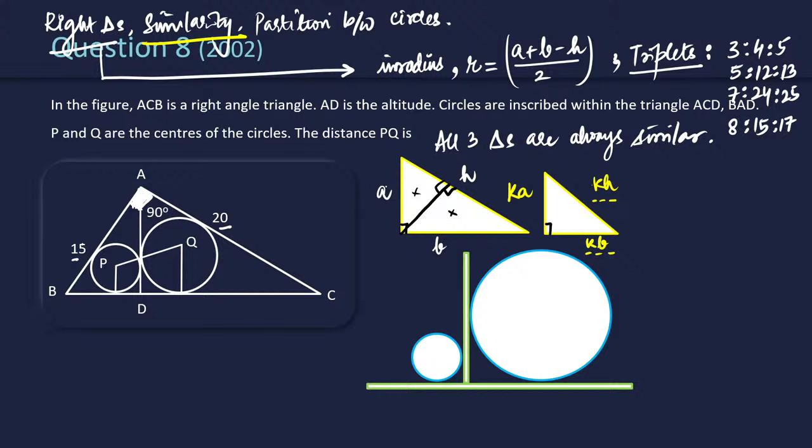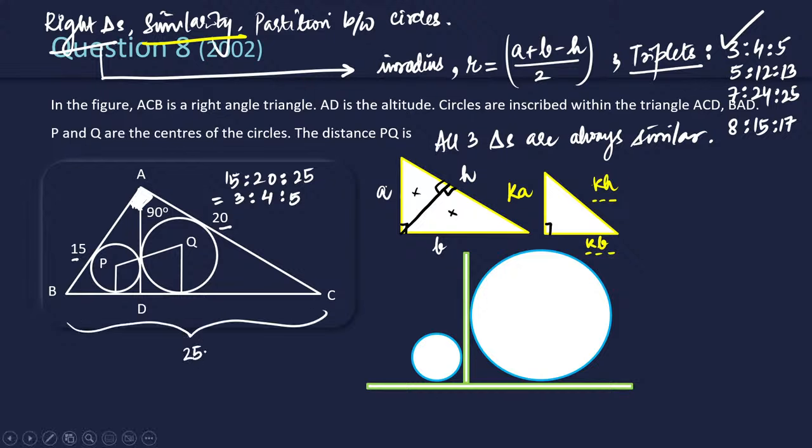Ratio क्या है इसका? 15:20. What is the ratio? This is 3:4. The moment you get 3:4, you know which triplet you are working with. So this is 3:4:5. जैसे ही ये 3, 4, 5 हो गया तो 3 into 5 is 15, 4 into 5 is 20, 5 into 5 is 25. We know the third side. ठीक है?